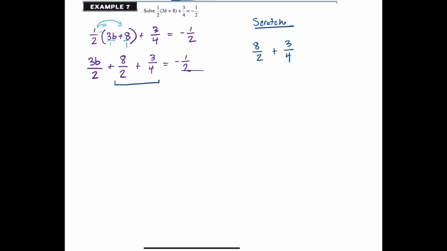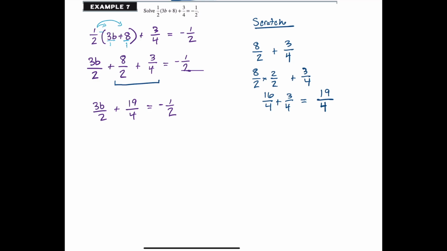So I'm going to multiply the first fraction by 2 over 2. So that makes it 16 over 4 plus 3 over 4. Now that they have the same denominator, I can add them together. So 16 plus 3 is 19. And when you add or subtract fractions, the denominator stays the same. So 19 over 4. So I've got 3b over 2. So this combined to 19 over 4. This is still equal to negative 1/2.